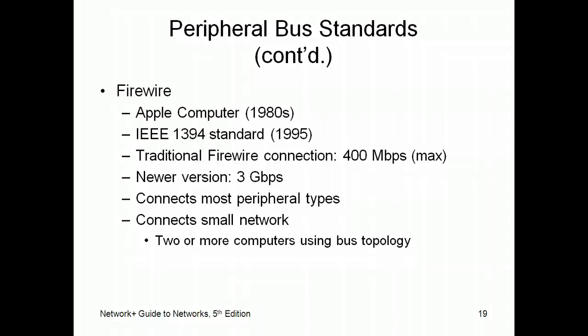The newer version of FireWire is 3 gigabits per second. It connects to most peripheral devices, okay? Cameras, scanners, external drives, external hard drives are great for FireWire. The speed is just astronomical. It connects small networks too. If you have 2 FireWire NICs, you can connect 2 FireWire connections on a computer. You can connect those 2 and talk to each other really quick. Really easy setup.